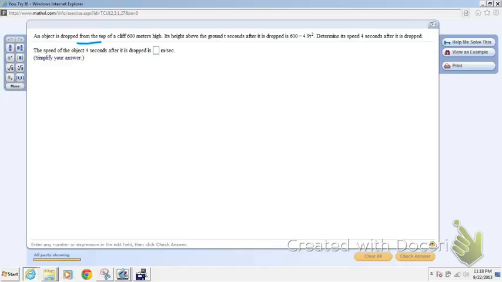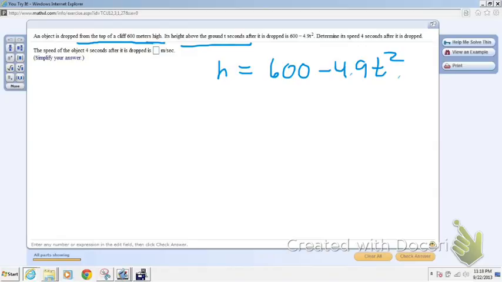It says an object's dropped from the top of a cliff 600 meters high. Its height above the ground, t seconds after its drop, is 600, I'll write it so you can see it, minus 4.9 t squared. So height. Determine its speed 4 seconds after it's dropped. Well, the thing is, speed is the absolute value of velocity, and velocity is the first derivative.